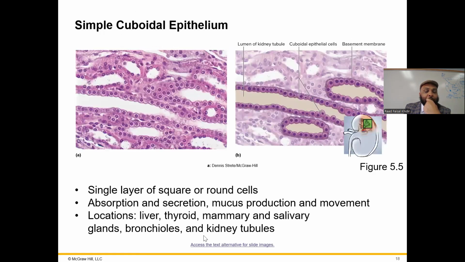And the simple cuboidal epithelium, they are like cubes. They are almost equal in their length and width. They are a single layer of square or round cells. They are important for absorption and secretion and mucus production, and they are found in the liver, the thyroid, the mammary and salivary glands, the bronchioles, and the kidney tubules.